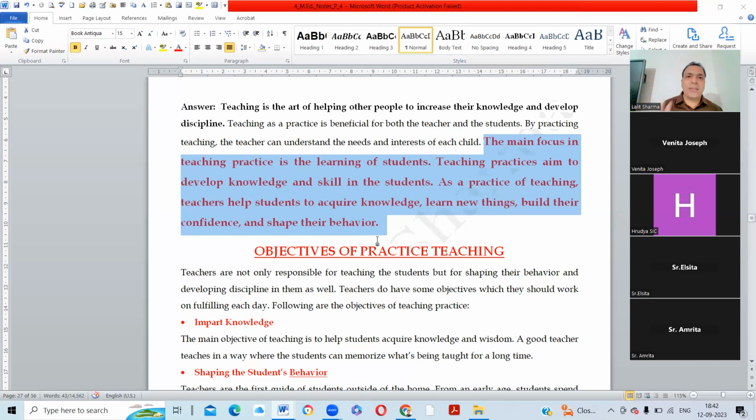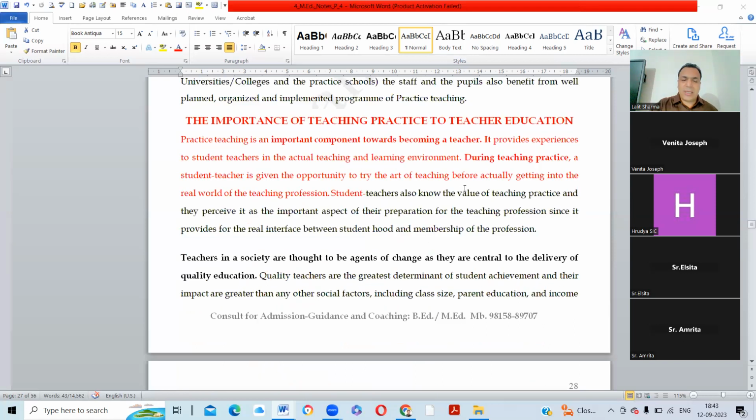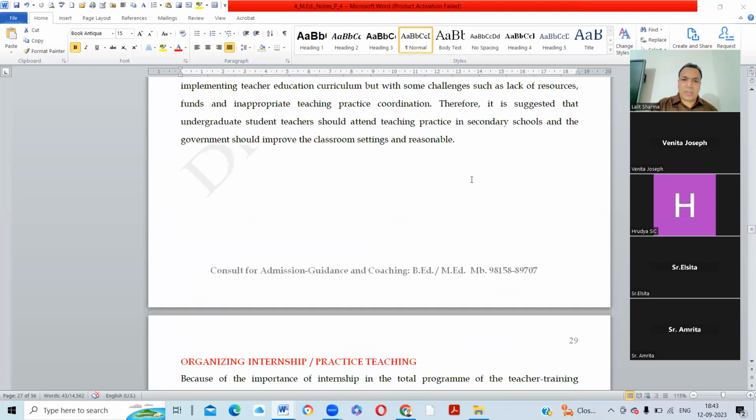Okay, if you are a student of M.Ed, you know that you have already done the B.Ed. During the B.Ed, everyone has gone through the teaching practice. So here you have to talk about the benefits of the teaching practice and how it is organized. This fifth question talks about the teaching practice.